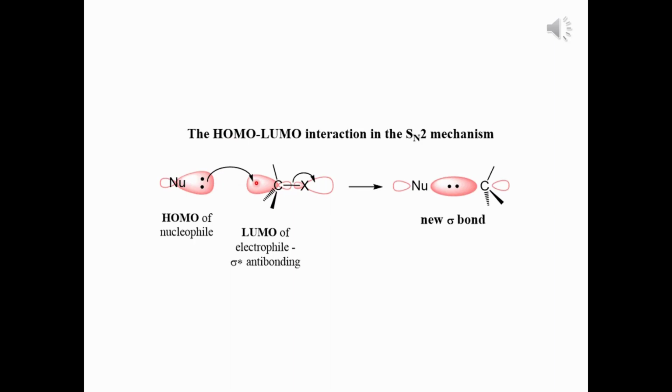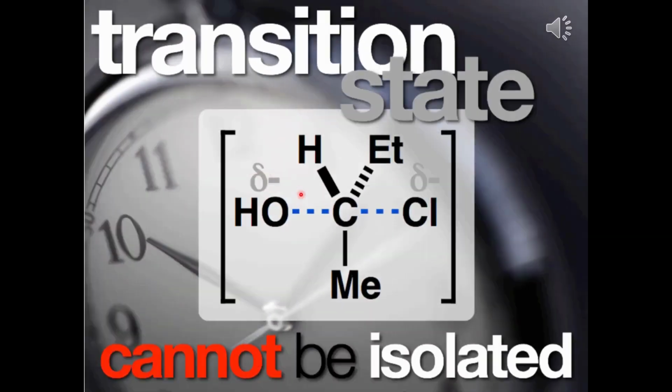That is, from the side directly opposite to the leaving group. The orbital that contains the electron pair of the nucleophile, its highest occupied molecular orbital, or HOMO, begins to overlap with an empty orbital. This is the lowest unoccupied molecular orbital, or LUMO, of the carbon atom bearing the leaving group. And as the reaction progresses, the bond between the nucleophile and the carbon atom strengthens, and this is shown in the transition state, and the bond between the carbon atom and the leaving group weakens.